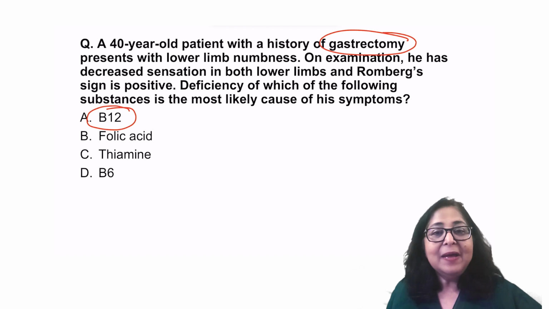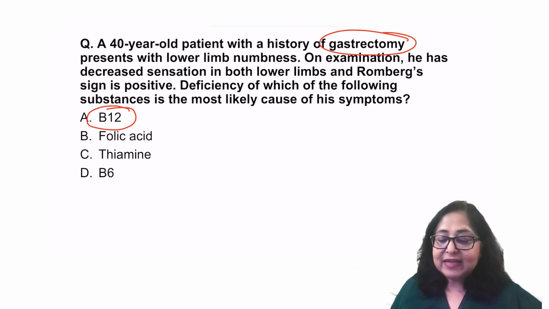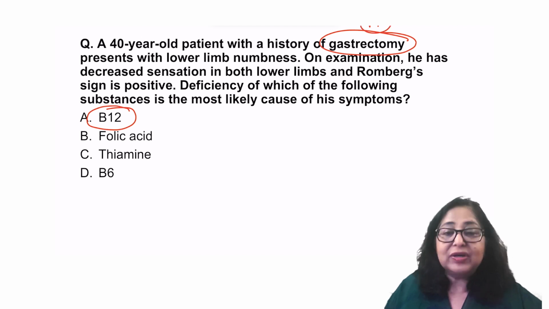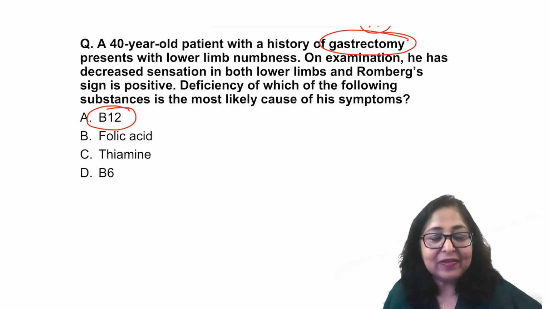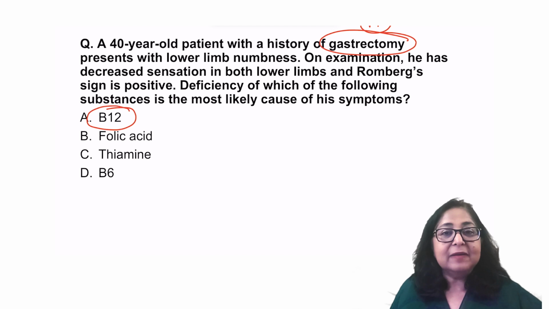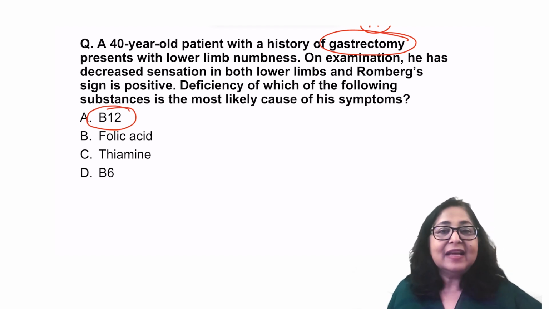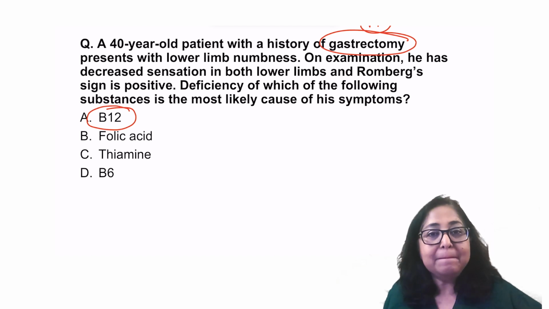Why so? Because from the parietal cells of the stomach, there is secretion of intrinsic factor which is required for the absorption of B12. B12 is absorbed in the distal ileum. So this is due to a deficiency of B12.